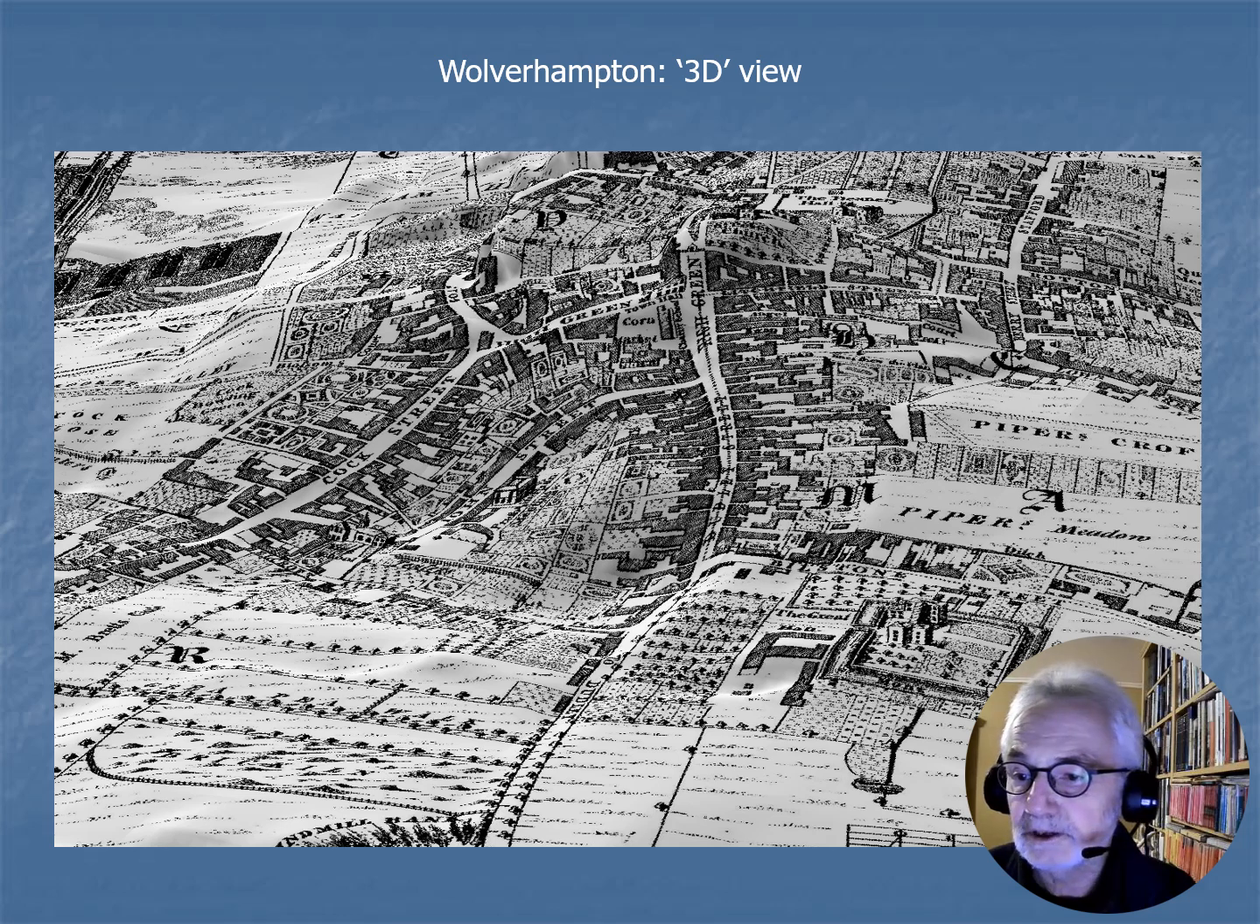Wolverhampton can also be used to illustrate another example of the value of GIS, the ability to visualize a settlement in 3D. This slide shows Isaac Taylor's 1750 map draped over contour data derived from LiDAR, Airborne Laser Survey.